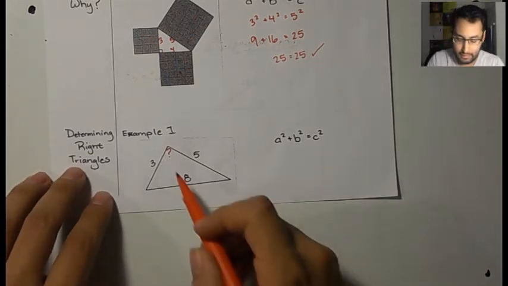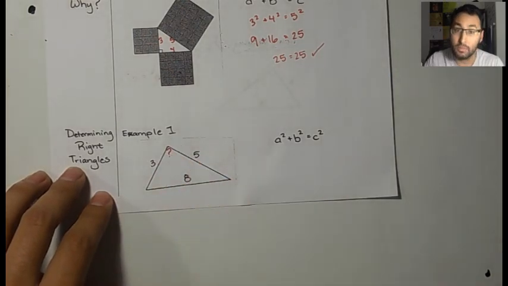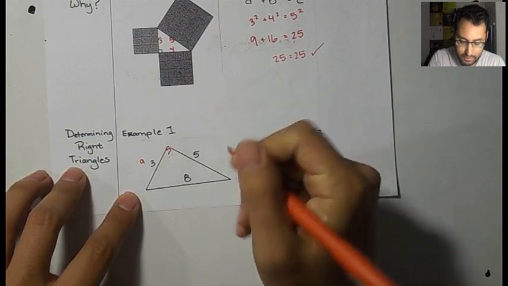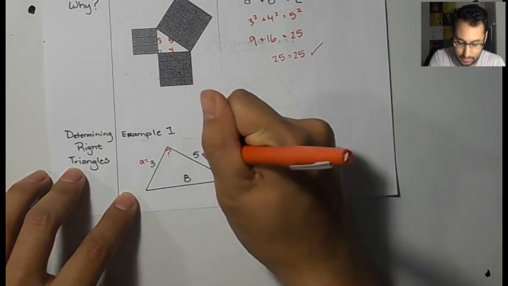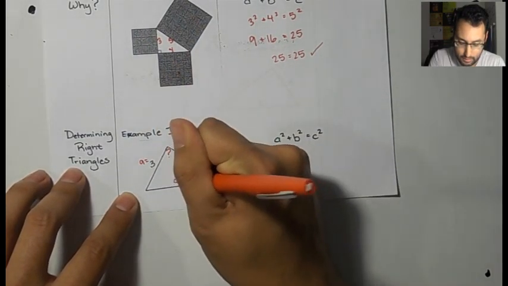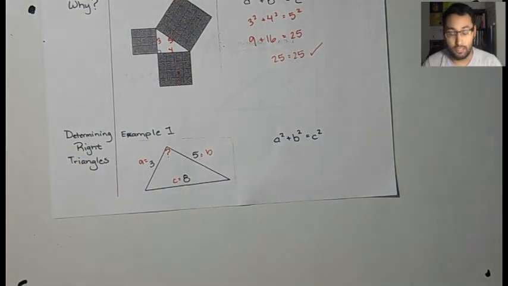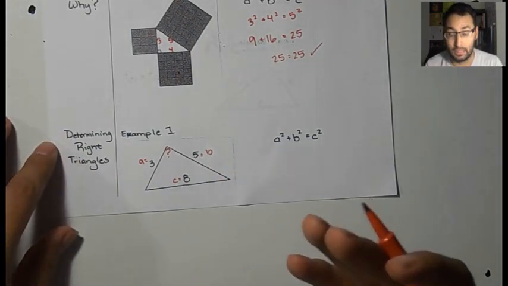So let's go ahead, and this looks like it's going to be a right triangle or right angle. So let's go and label some things. I'm gonna put that this is a, this is b, and this has got to be c. Our hypotenuse is the longest side. It's also the longest or the biggest number.